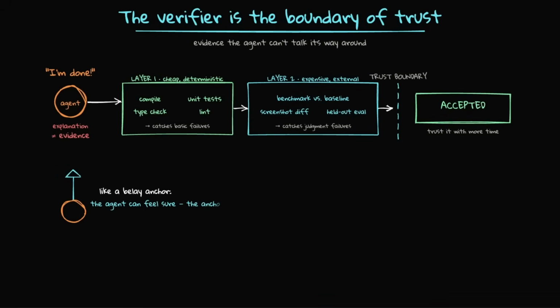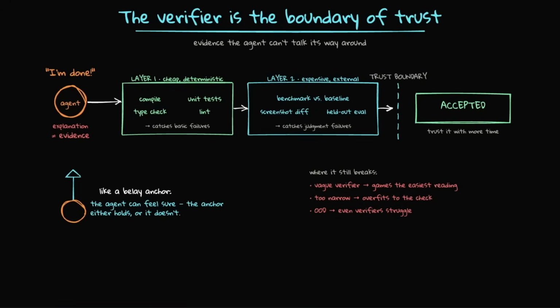Now, think of this as a climbing anchor. The agent can feel sure all it wants, but the anchor either holds or it doesn't. The most important thing to keep in mind is that your verifiers, your evaluators, need to be really clear cut. They cannot be vague. Treat this as a boundary for the agent to say that it has done the work.